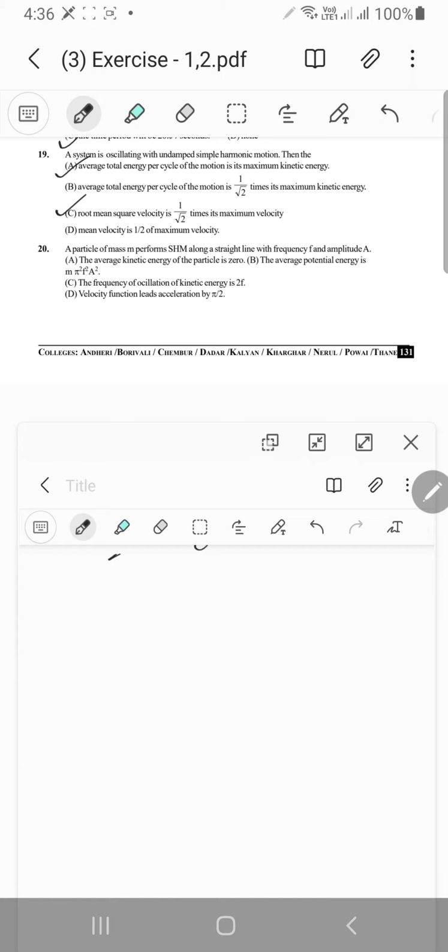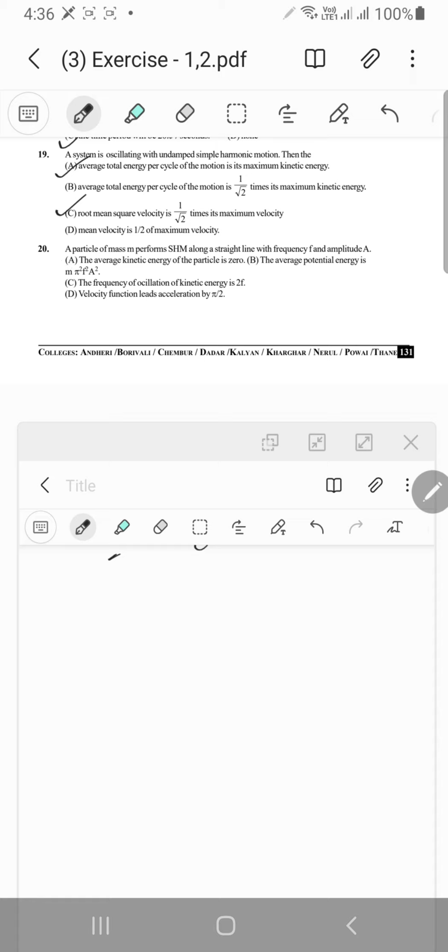Next question. A particle of mass m performs SHM along a straight line with frequency f and amplitude a. The average kinetic energy of the particle is 0. No, it's not. The first one is wrong. The average potential energy is... what's this, m squared f.